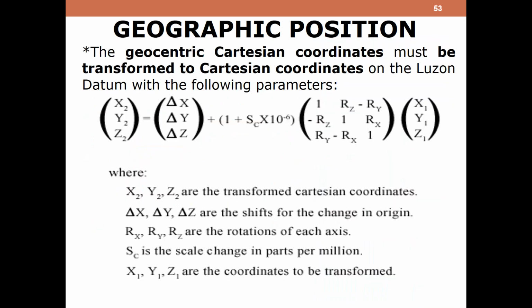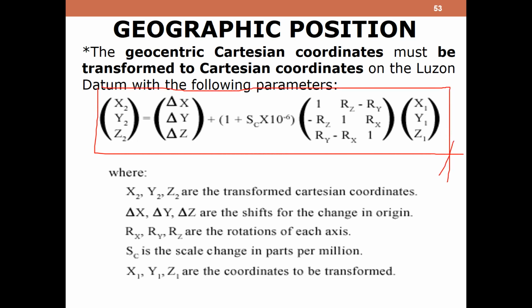The geocentric Cartesian coordinates must be transformed to Cartesian coordinates on the Luzon datum with the following parameters. Since the coordinates are in WGS, the geocentric Cartesian coordinates are transformed into Cartesian coordinates of the Luzon datum. This is the formula for transforming from WGS down to PRS 92. I hope you are familiar with this one.